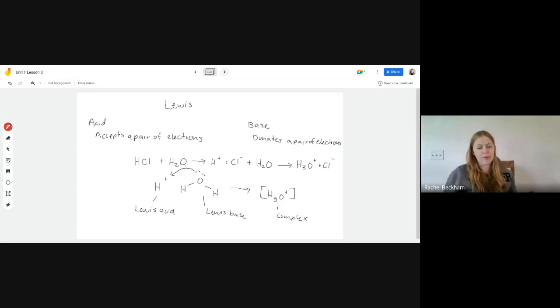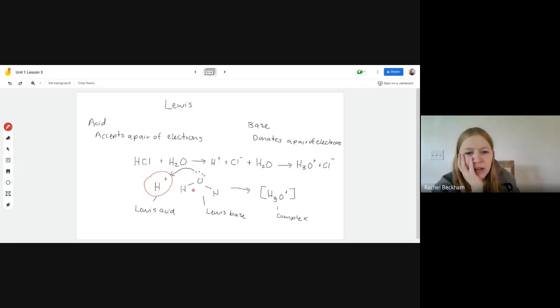Last type of acid and base is a Lewis acid and a Lewis base. A Lewis acid is something that accepts a pair of electrons, okay? And a base is something that donates a pair of electrons. So in general, you will be given this, I think even on your quiz as a hint, okay? The H plus is going to be the acid because it's a positive charge, right? And so it's going to want to accept some electrons to neutralize that H plus.